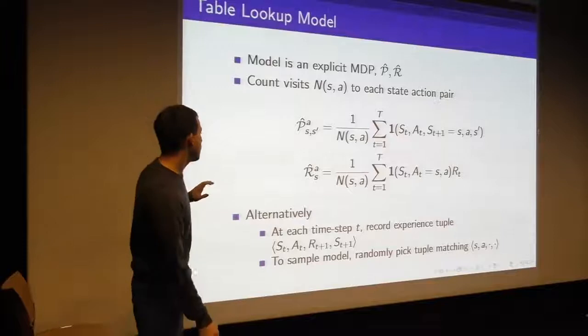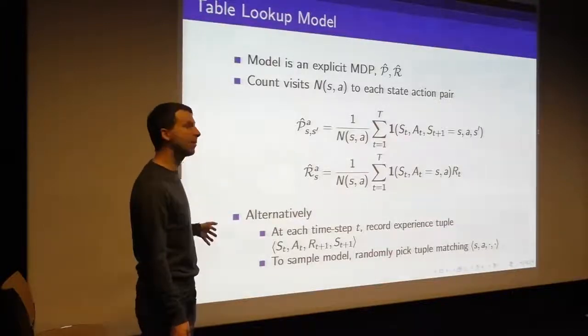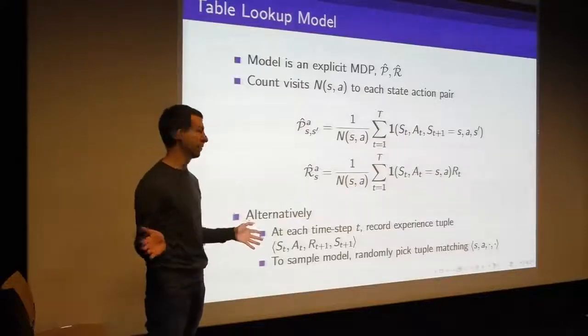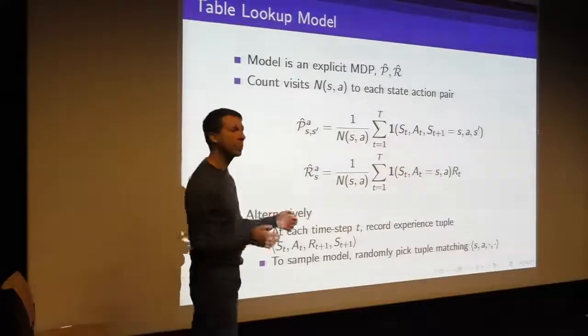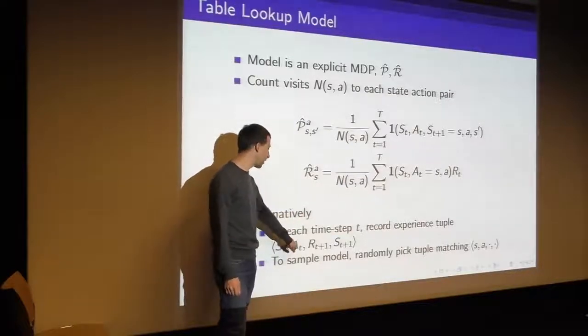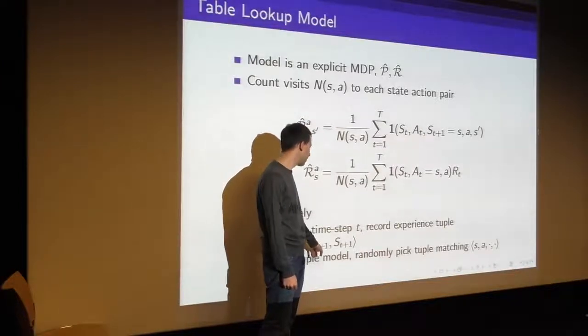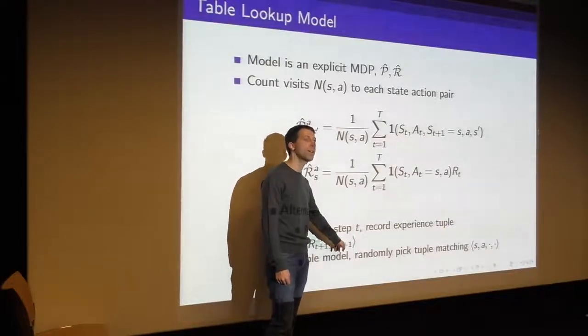So, is that clear, first of all? Good. But there is an alternative way to set up the same model, and the alternative is to basically just remember things. So you can just record the experience that you've seen so far. You can just record that when I was in state S_t and took action A_t, I observed reward R_{t+1}, and I observed that I ended up in state S_{t+1}.